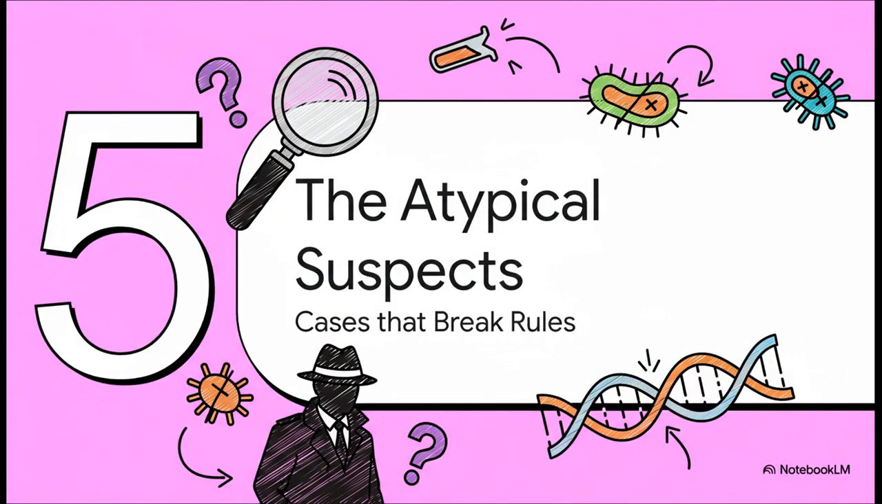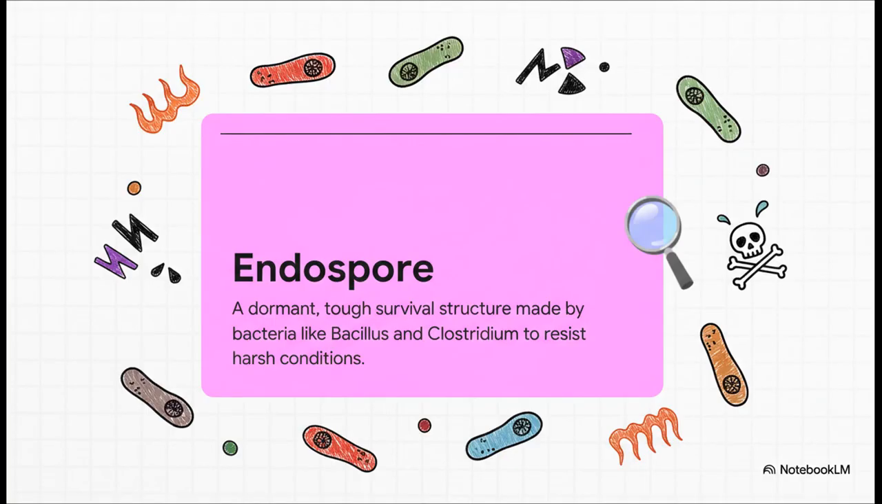But, like any good detective story, there are always suspects that don't fit the typical profile. Some bacteria have these unique defenses or characteristics that mean our standard tests, like the Gram stain, just plain don't work on them. One of these special defenses is the endospore. Seriously, think of it as a bacterium building a personal panic room around itself. It's a dormant, ultra-tough survival suit that can withstand incredible heat, radiation, and disinfectants. Bacteria like Bacillus and Clostridium use these to just wait out tough times until conditions get better.